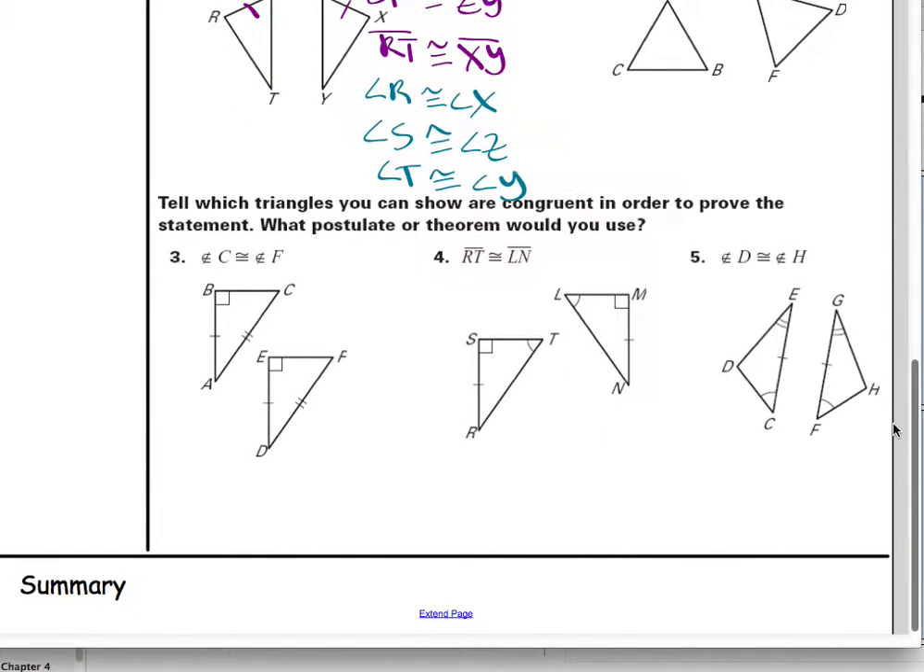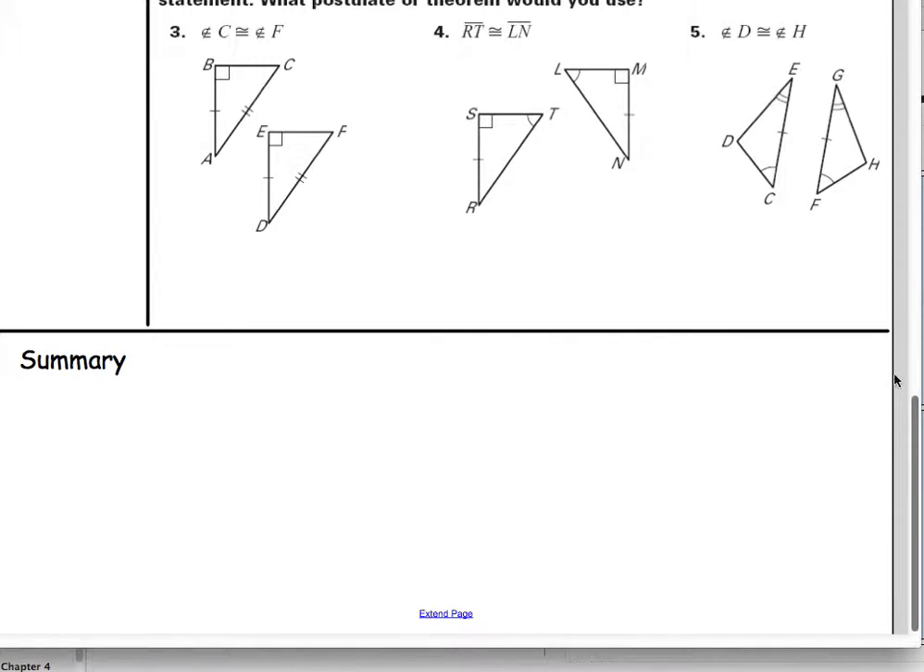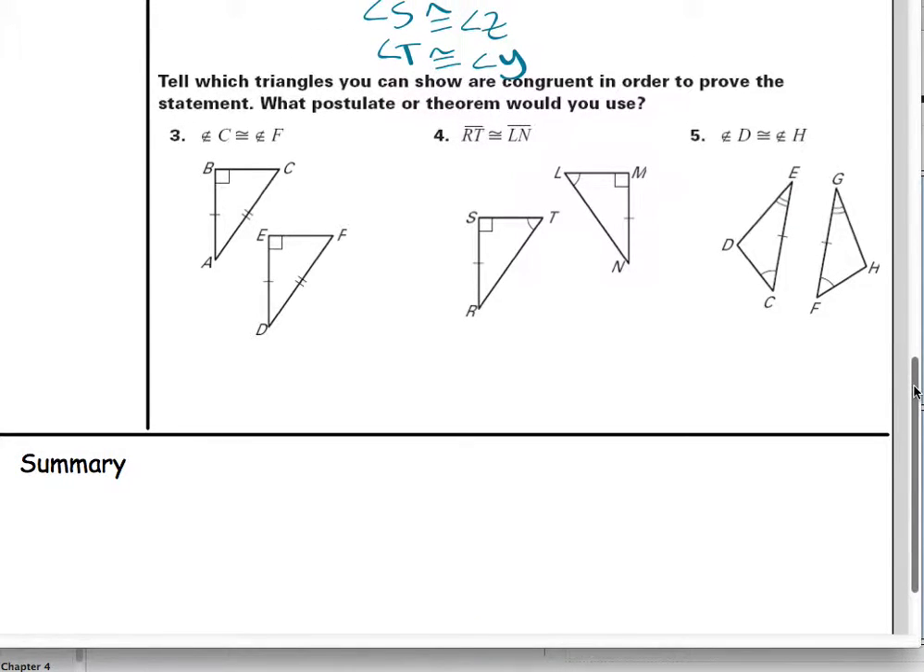So let's look at some at the bottom of this page here, where they are asking us to tell which triangles you can show congruent and what postulate or theorem you would use. So I'm going to basically be doing, like, if I was doing a proof, the last 2 steps of the proof, which is what triangle is congruent, what's the reason, and then what am I showing congruent, and the reason that I'm saying they're congruent.